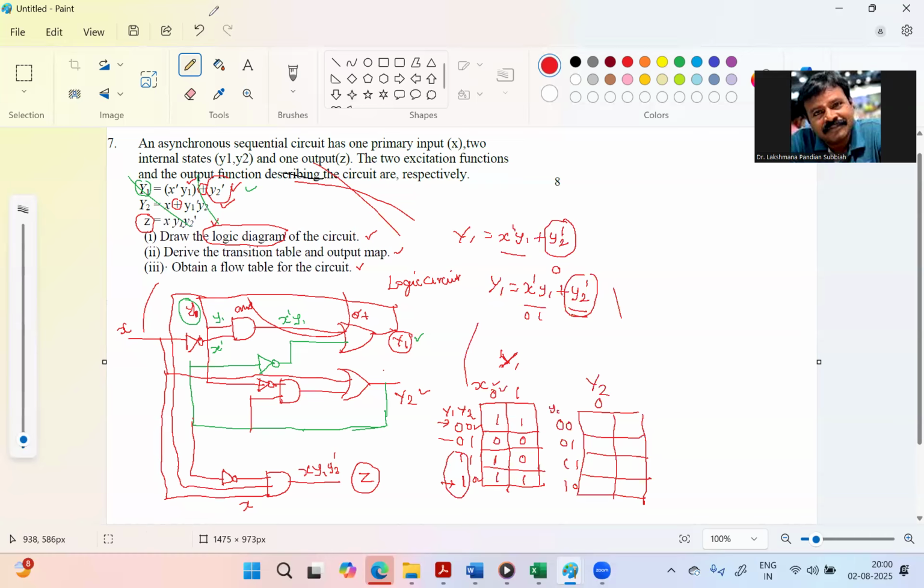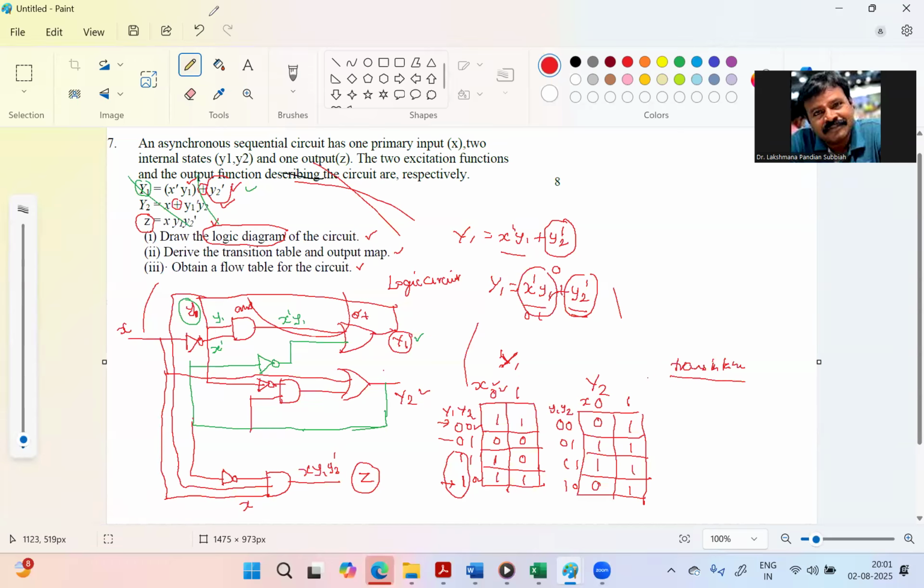Here, this is y1, this is y2, this is x, which is 0 and 1. So wherever x is 1, you put 1. So you put all 1s here, right? Then here we are having x bar y1. X bar is 0, y1 should be 1, right? So these two are 1, 1. Then all others are 0. Now you have to write the transition table.